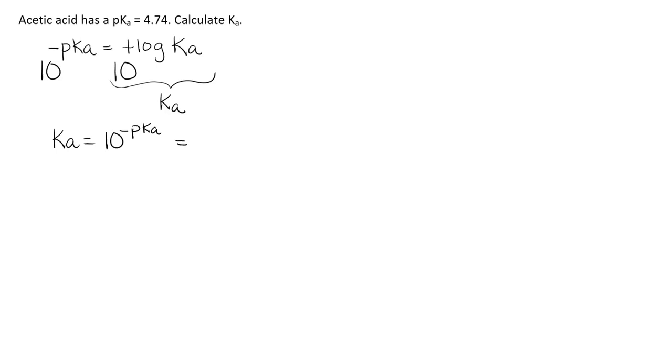So plugging in our values, we have 10 to the negative 4.74. Our sig figs are going to go in reverse compared to the previous problem. So we have 2 decimal places in our pKa, and that is going to end up giving us 2 sig figs in our calculation. So doing the math, make sure you use your antilog key for this. We have 10 to the negative 4.74, and that gives us to 2 sig figs 1.8 times 10 to the negative 5.